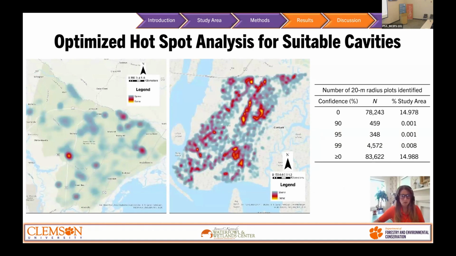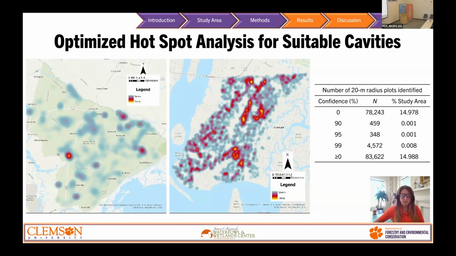With my analysis results, largely the abundance and the density estimates that I calculated, I used those with the optimized hotspot analysis tool in ArcGIS to highlight areas with high and low suitable cavity probabilities. By symbolizing the output with a heat map, I was able to highlight cavity hotspots, which you see in red and yellow, with the cold spots in blue or no color at all.